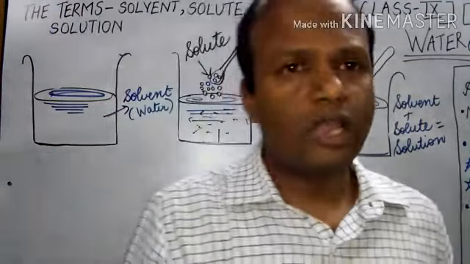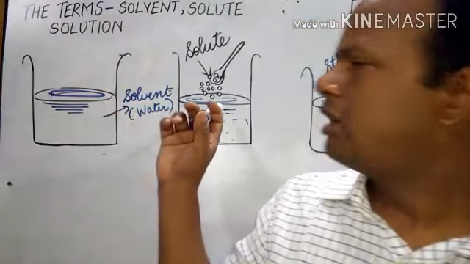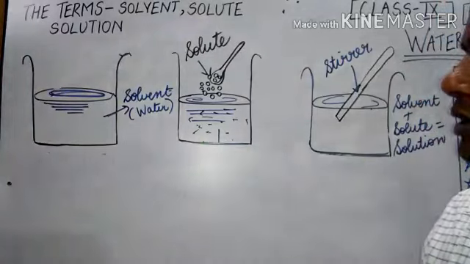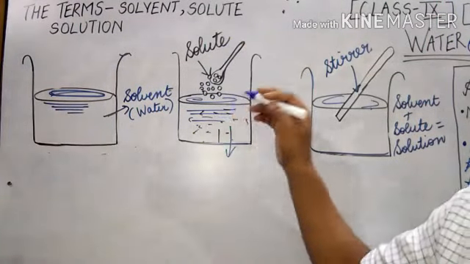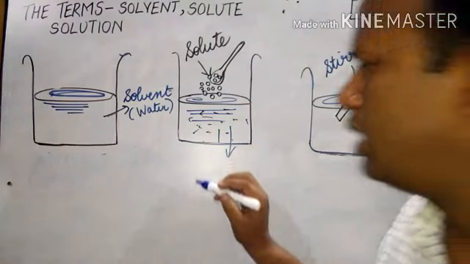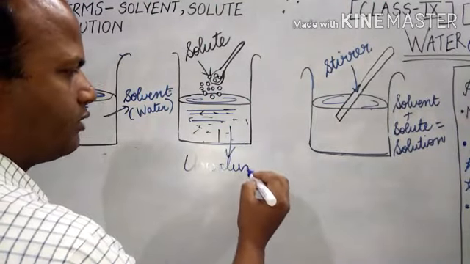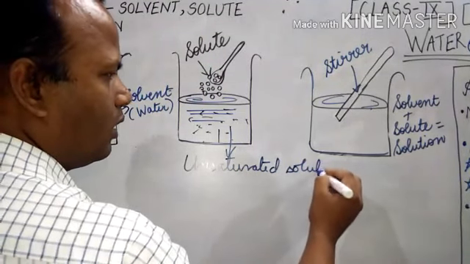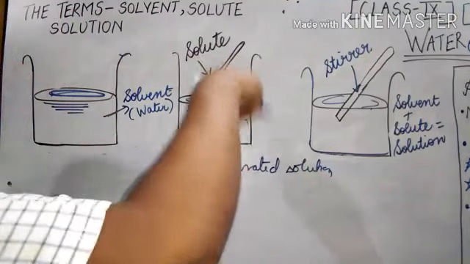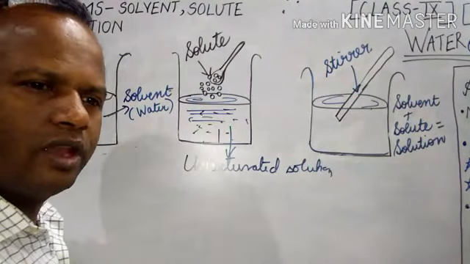Now, what is a saturated solution and what is an unsaturated solution? We have started making the solution. This is the solvent, water. We have started adding the solute. So, in the initial phase, this is an unsaturated solution. ये क्या कहलाएगा? Unsaturated solution. And you are stirring it, so you get an unsaturated solution in the initial phase.